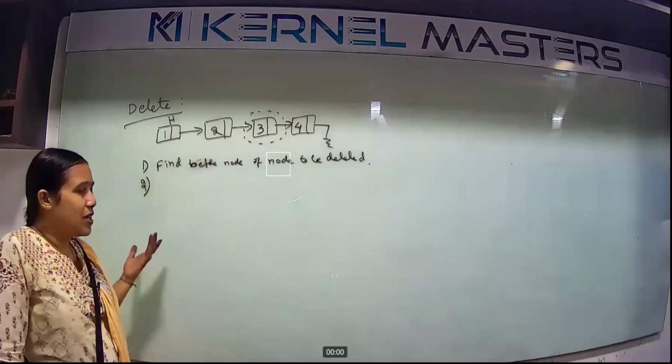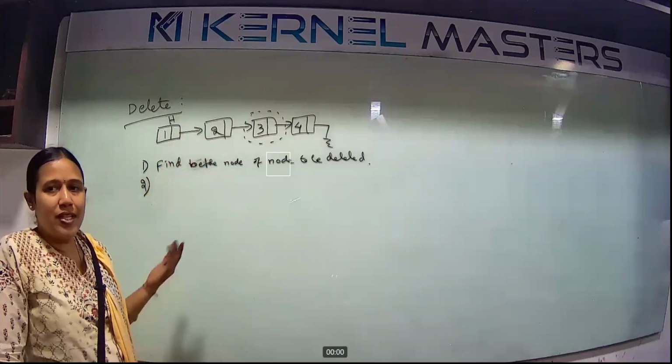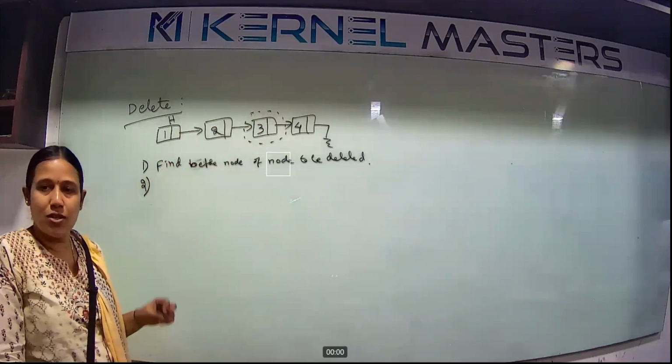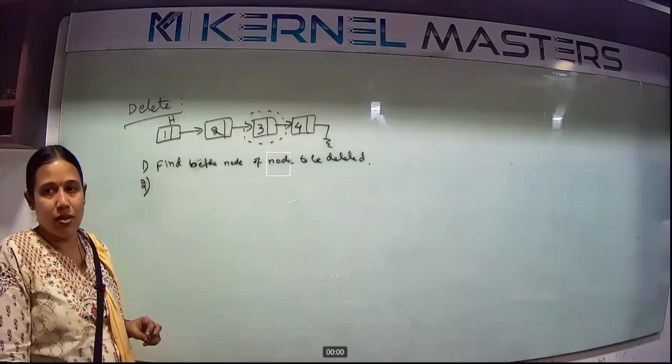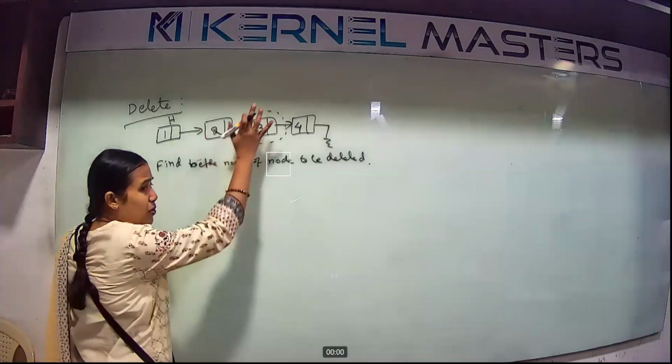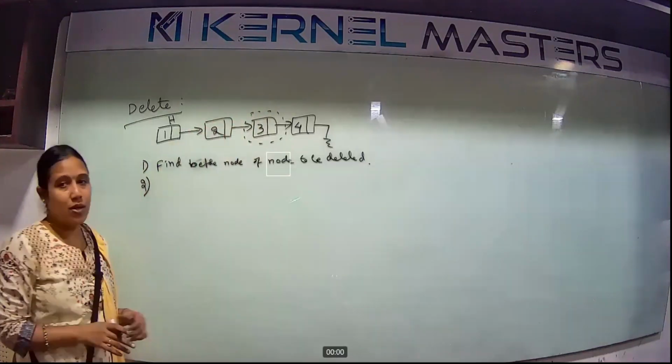The question again may come in any way. We will just go by key. Delete the node with key 3, because you already know how to find the before node, right? So let us take, if the key is given, how to delete that particular node.